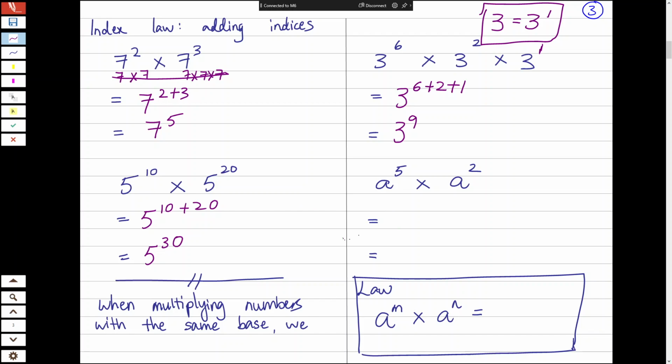All right, let's go with Mia. What do you reckon here? 7. Okay, and how did you get that? Plus the 5 and 2. That's it. Notice that here, our base, the big number, is a letter rather than a number. Oh, did we have to do anything different? No. It's exactly the same because a letter can just represent any number. Okay. All right. So this is what we're going to call the first index law.